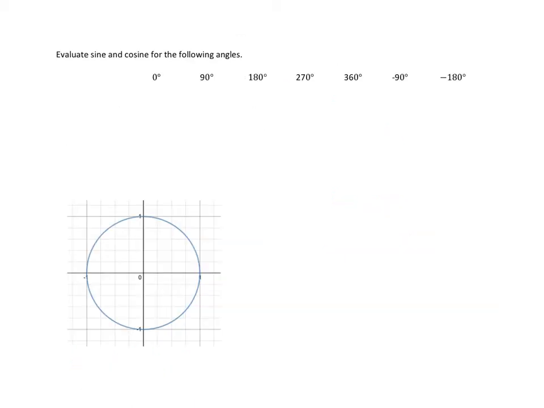Now that we have defined sine and cosine, we can actually use it to evaluate sine and cosine at some particular angles. So here I have some angles listed in degrees. I'm going to draw them on this unit circle, and we're going to think about what the values of sine and cosine are. So I'll put a line for sine of theta and a line for cosine of theta. And we'll start with 0 degrees and evaluate sine and cosine for this angle.